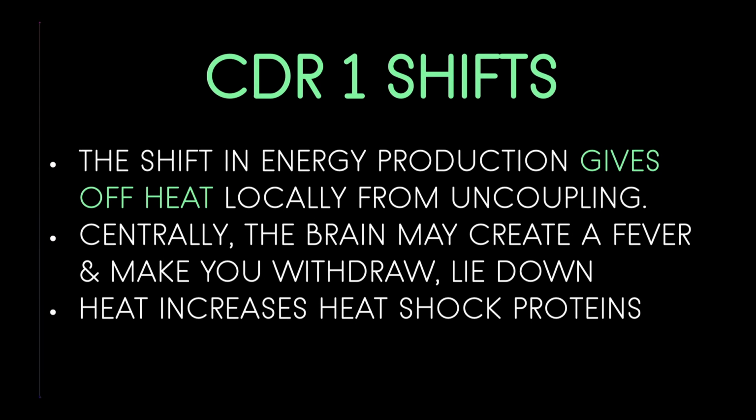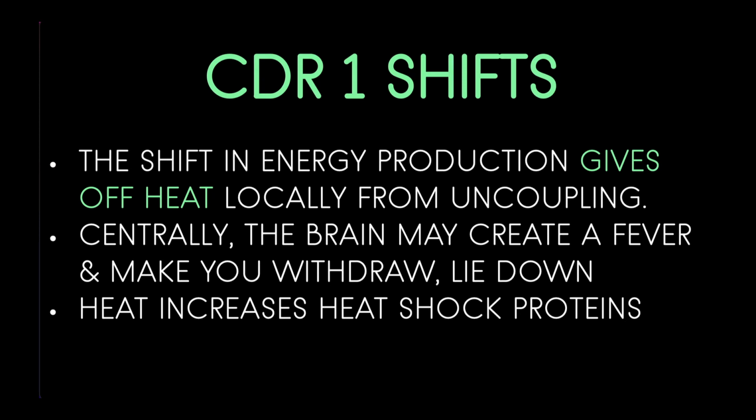The shift in energy production gives off heat locally from uncoupling, and this is one of the classical signs of acute inflammation. Centrally, the brain may create a fever and make you want to withdraw and lie down. And that makes sense. This is partly to conserve resources for healing, and also because if you have an infection, for example, you don't want to give it to other people, and you also don't want to be exposed to more stuff while you're already run down. So there's a certain behavior that gets translated up from the cellular mitochondrial level up to you and how you feel.